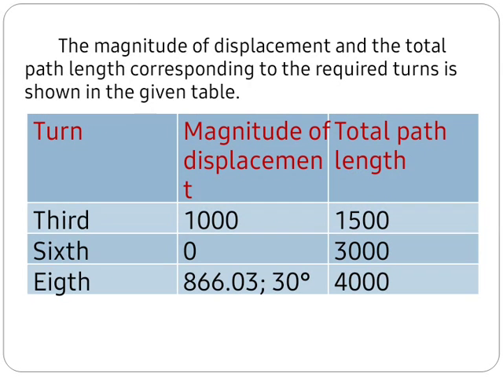The magnitude of displacement of the motorist and his total path length corresponding to the required turns is shown in the given table.